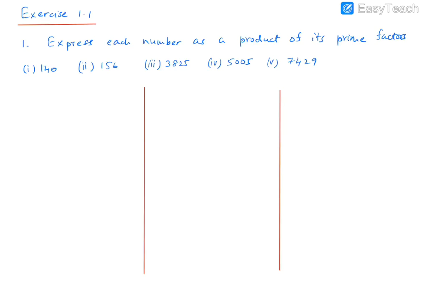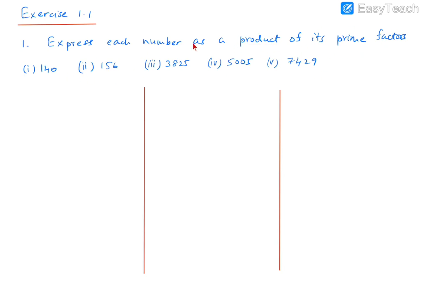Let us now do some exercise problems from exercise 1.1 of chapter 1. This exercise deals with the concept of the fundamental theorem of arithmetic, which is the representation of composite numbers in terms of their prime factors. So the first question is asking us to express each of these numbers as a product of their prime factors.